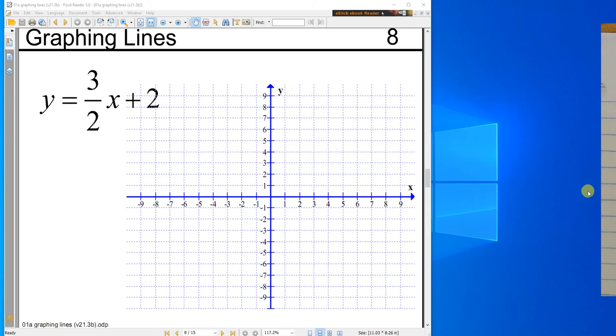So let's graph this. Where do I want to start? I want to start at 2. How do I want to move? Up 3, 1, 2, 3, over 2, 1, 2. And right there, I can connect the dots and have a nice line that looks like that.